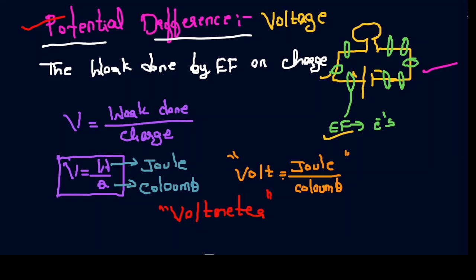Now it's time to discuss a very similar quantity to this potential difference, that is EMF. Now what is this EMF? Simply, it is known as electromotive force, EMF, right? And it is denoted by the letter epsilon, and it is very similar to potential difference. Got it?